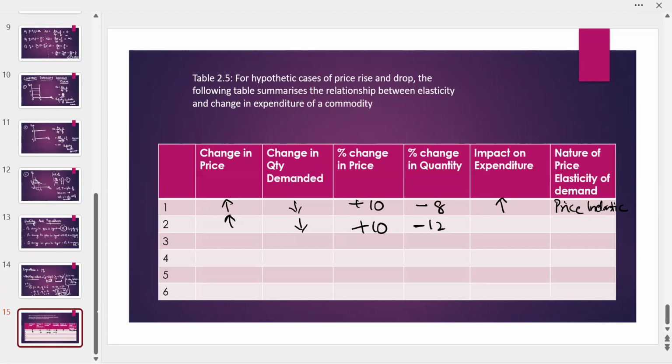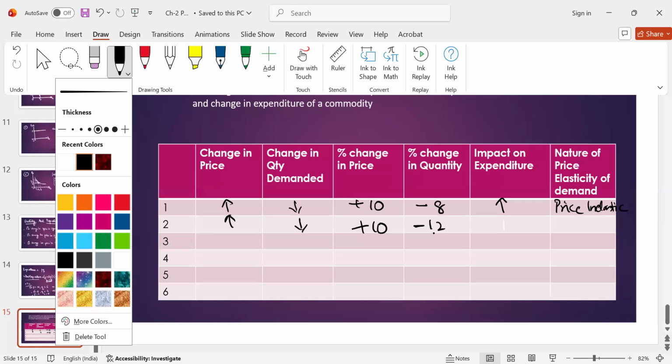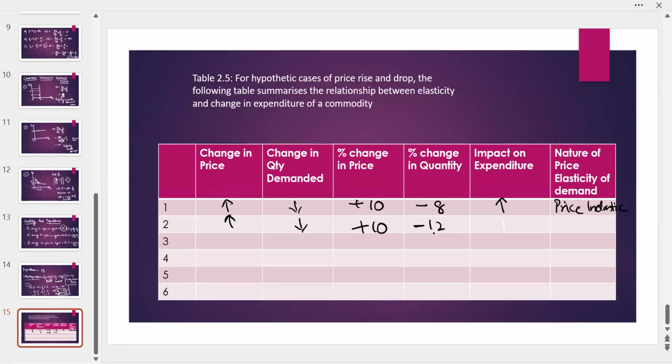A 10% increase in price, however, a 12% fall. So the demand is said to be more elastic, right? The impact is more. So in that case, the impact on expenditure would be less. Correct? Now, we call it price elastic, just like the case of jewelry or luxury goods. Let's say there's a 10% increase in price and a 10% fall in the quantity.